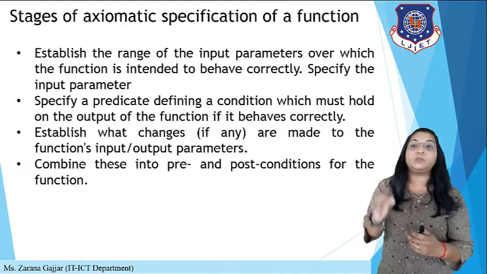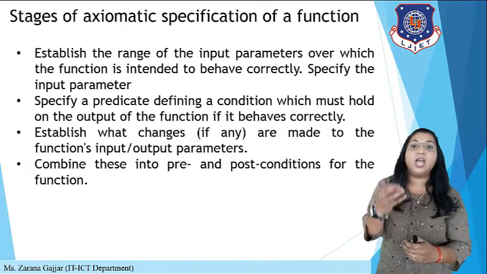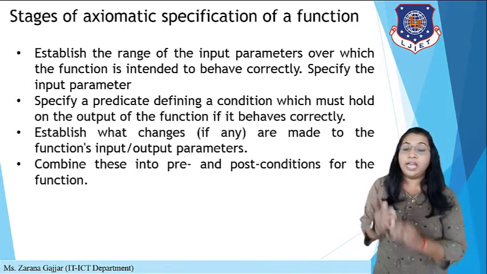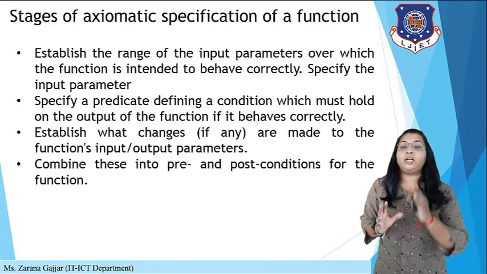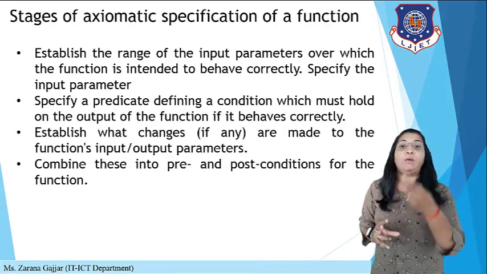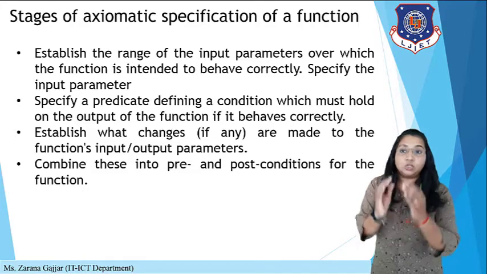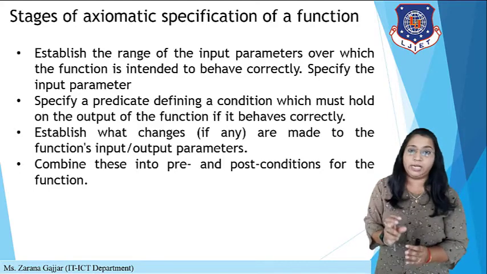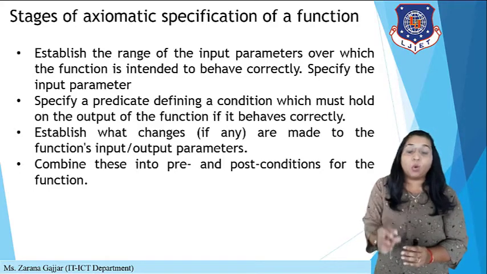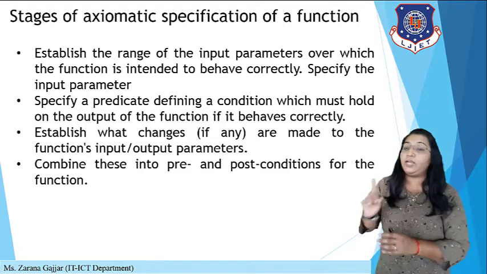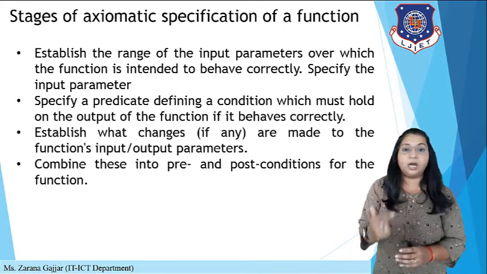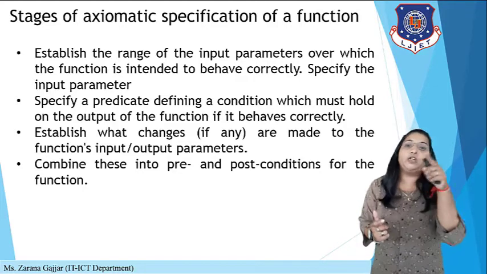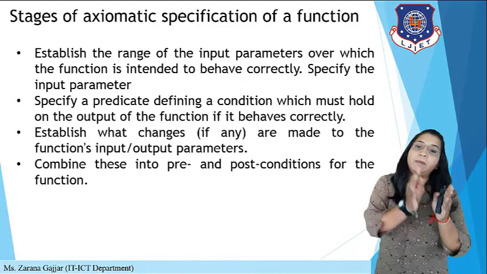Then the second step is you have to specify a predicate defining a condition which must hold on the output of the function if it behaves correctly. Okay, so then you have to mention what action should be performed if I have entered a correct username and password. So that will be my postcondition, which must hold on the output of the function if it behaves correctly. So if I have entered my correct Gmail and my password, then it will log in to my Gmail account, right? So that will be my output.